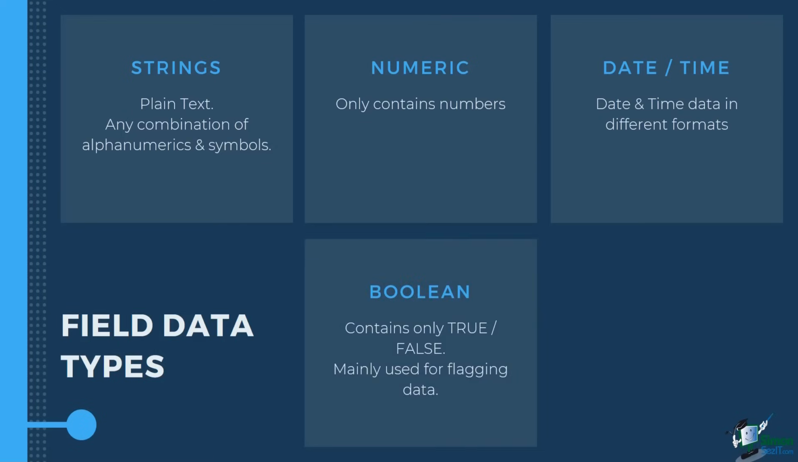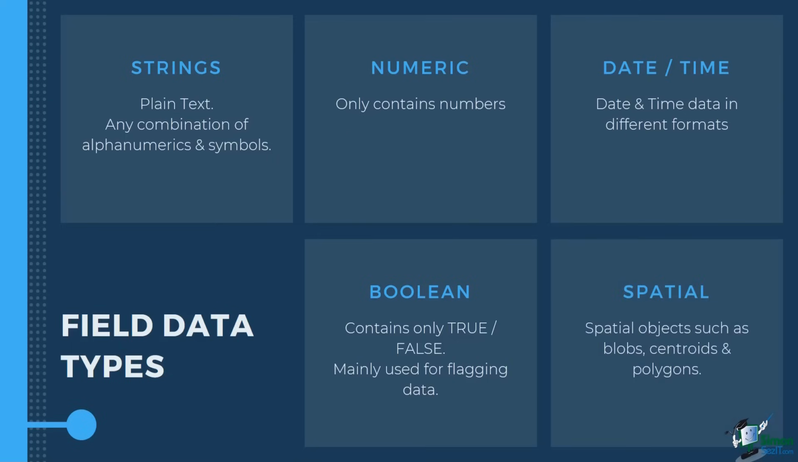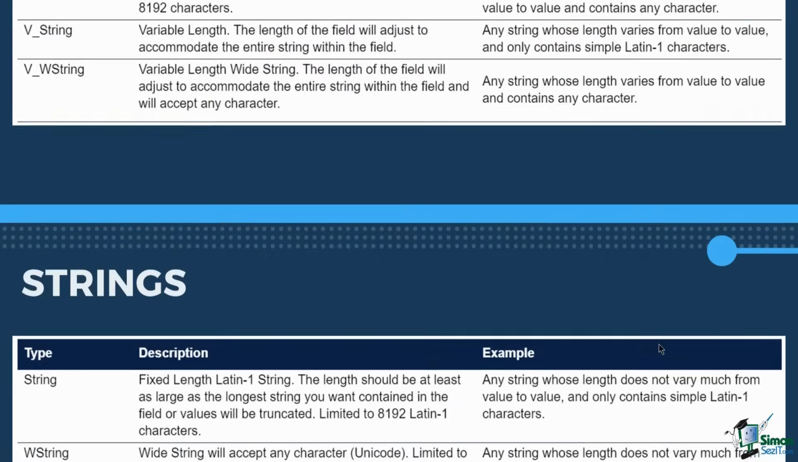Then we have Boolean. It can contain either 1 for true or 0 for false. This data type is usually used for flagging the data. For example, a customer can either be subscribed as a member, wherein the value is 1, or if not, it's 0. Lastly is spatial. This data type contains objects such as blobs, centroids, and polygons. This can also be an image or a sound file.